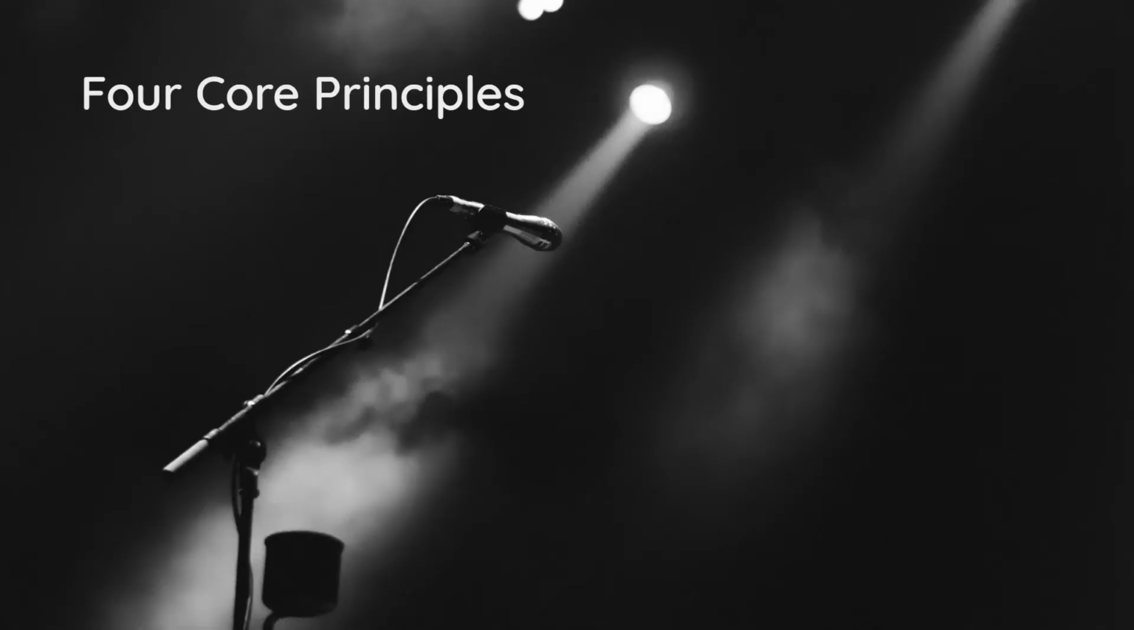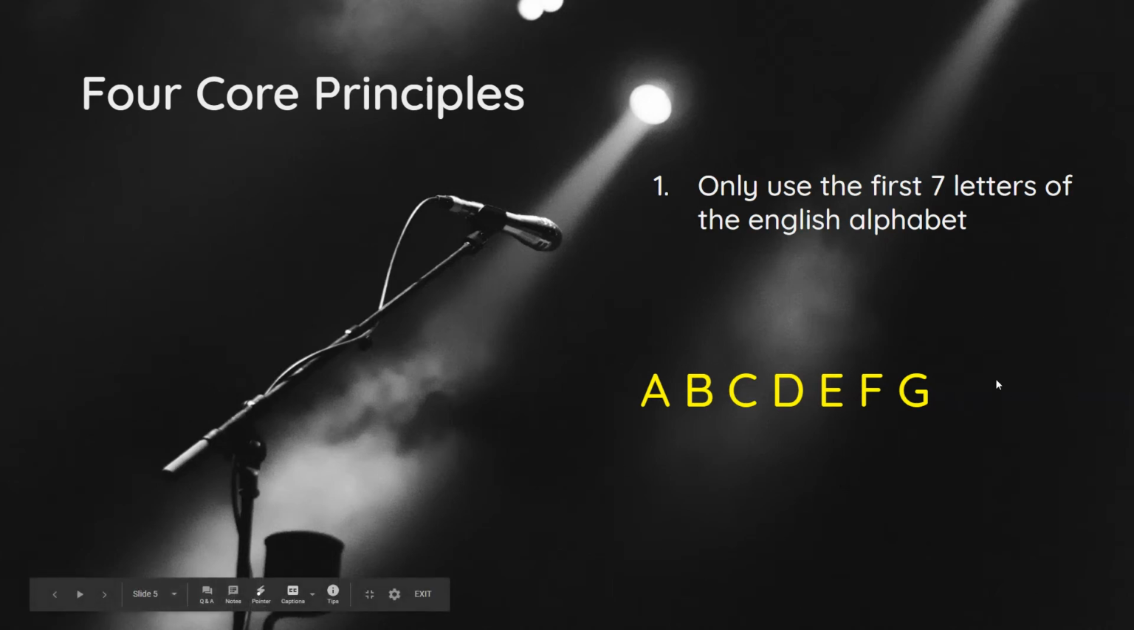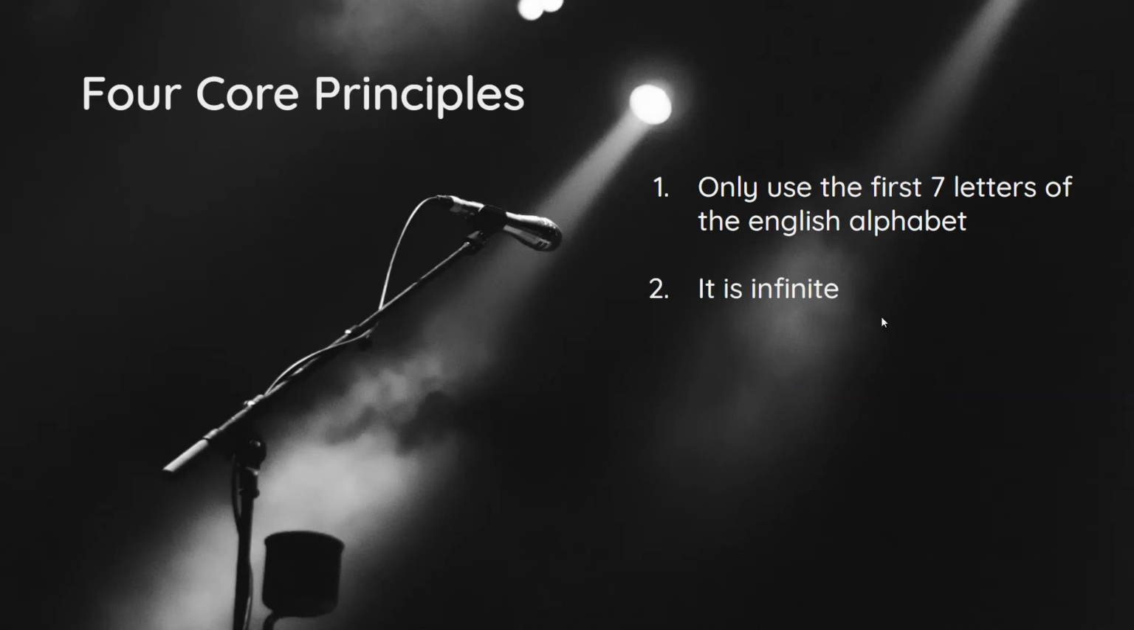So the musical alphabet has four core principles. The first core principle is it only uses the first 7 letters of the English alphabet. And what that means is exactly that. It just uses A, B, C, D, E, F, and G. It does not use anything else. There are no other letters that it uses. There is no H, there is no Z, there is none of these things. It just goes A, B, C, D, E, F, G.